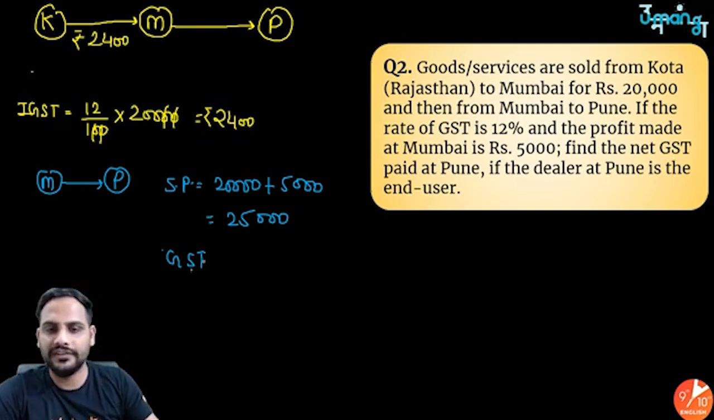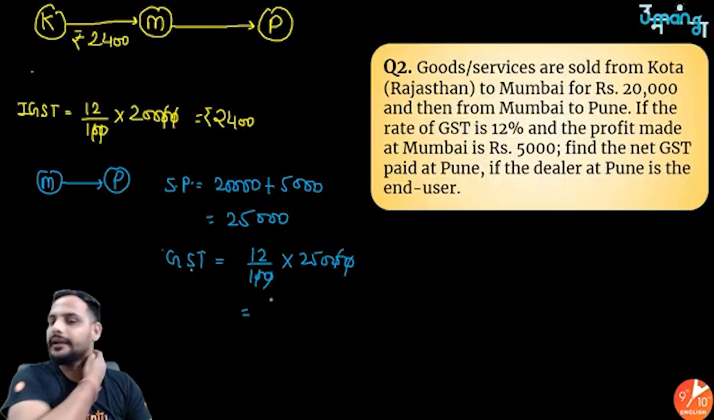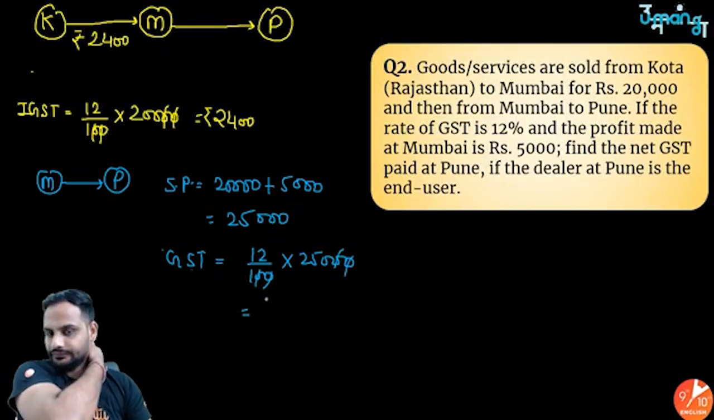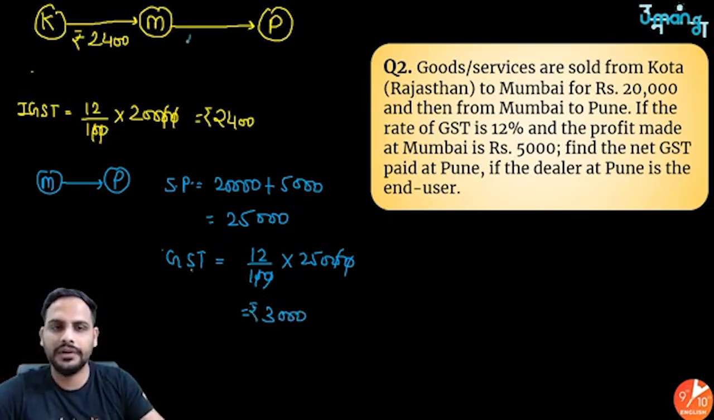Here GST applicable will be 12% of 25,000. So these two got cancelled. What you are getting is 3,000, yes, rupees 3,000. So here rupees 3,000 is being paid as GST, right? So now all that is sorted.